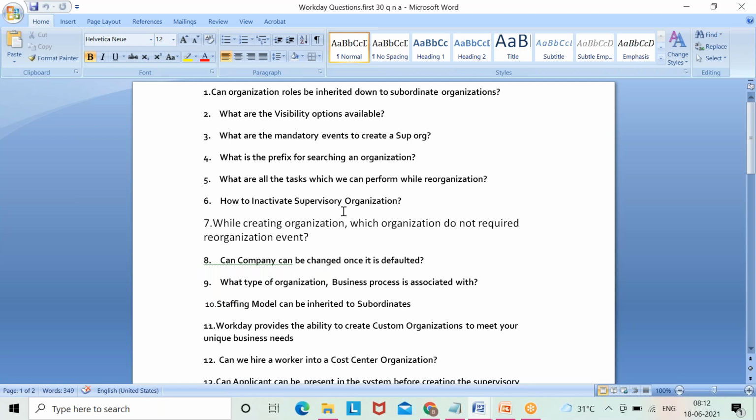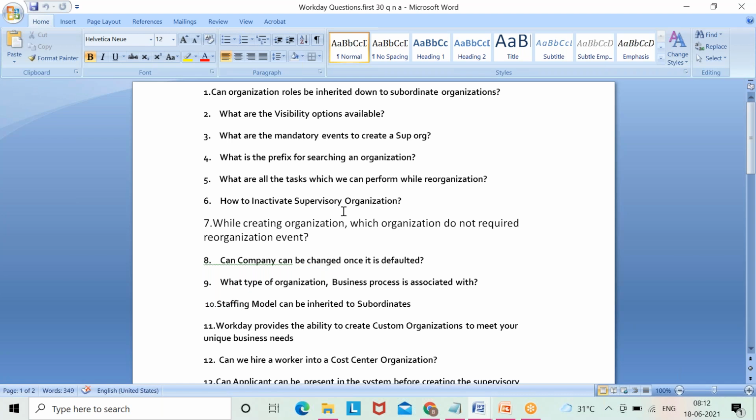If you are searching for a supervisory organization, what prefix do we enter? That's a task. We are looking for the prefix. SUP space org, colon, name of your organization. Correct. Excellent.